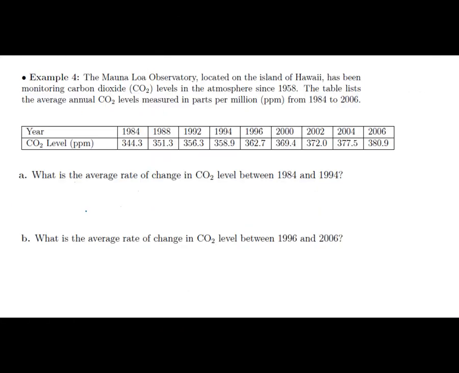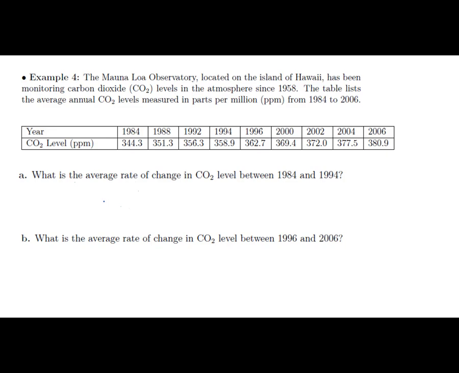Now in this last example, we don't have a formula to look at, but we do have a data table. So it says the Mauna Loa Observatory, located in Hawaii, has been monitoring carbon dioxide levels in the atmosphere since 1958. The table lists the average annual CO2 levels measured in parts per million from 1984 to 2006. So part A asks us, what is the average rate of change in CO2 level between 1984 and 1994?